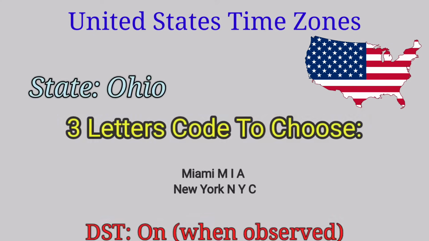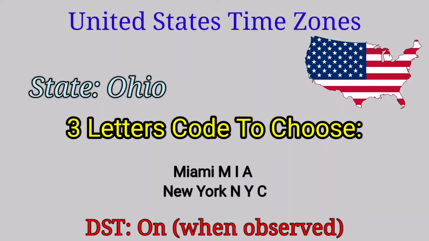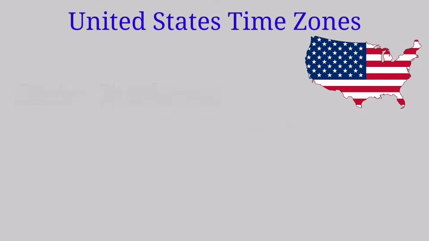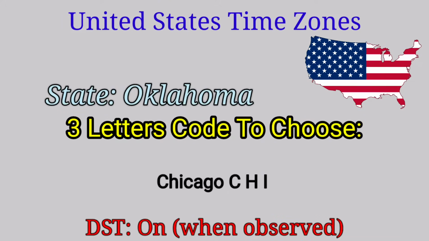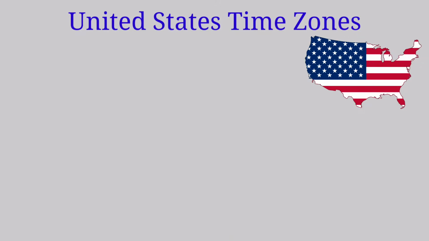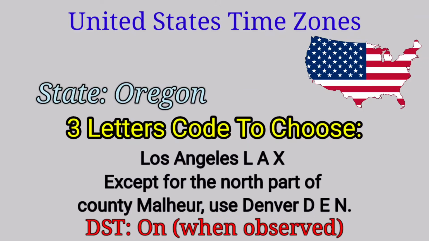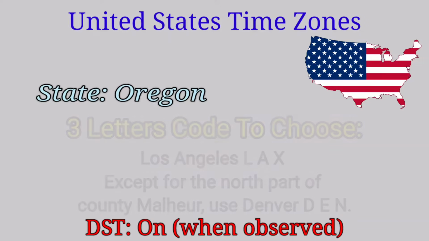For Ohio, use Miami MIA or New York NYC code. For Oklahoma, the state uses Central Time. Find time zone code CHI on your watch. For Oregon, most of the state uses Pacific Time. Look for code Los Angeles LAX on your watch. Except for the north part of County Malheur, you will need to choose Denver DEN.